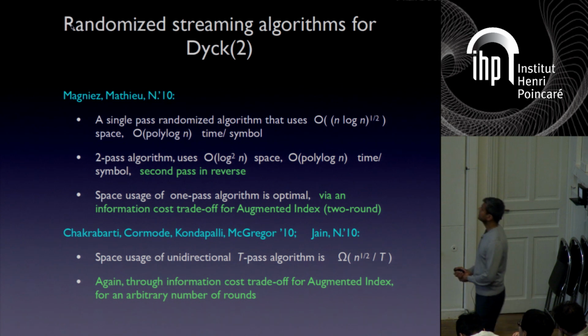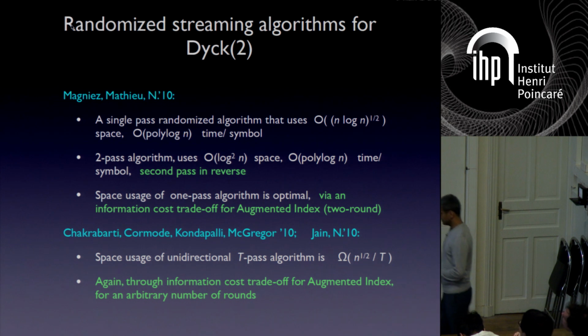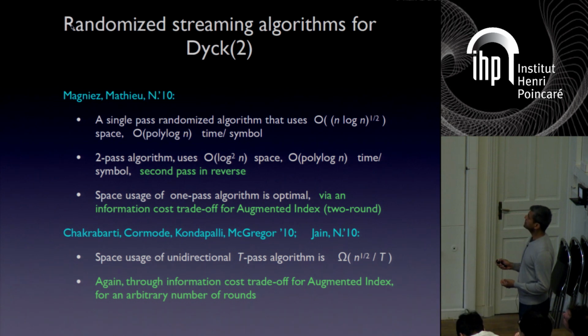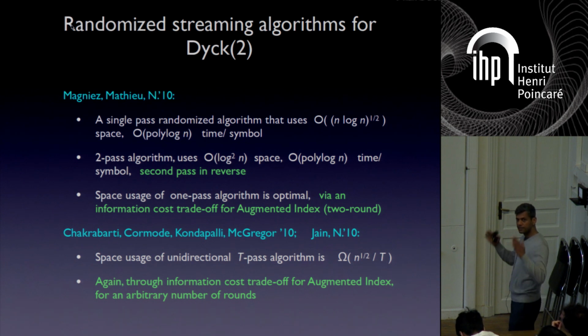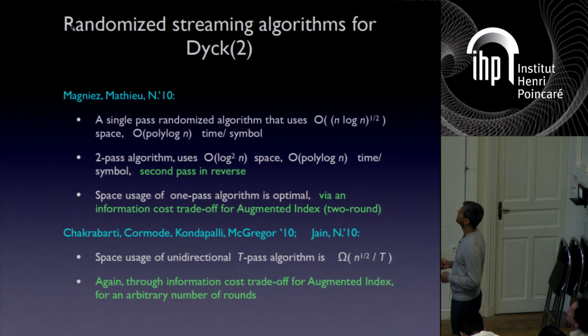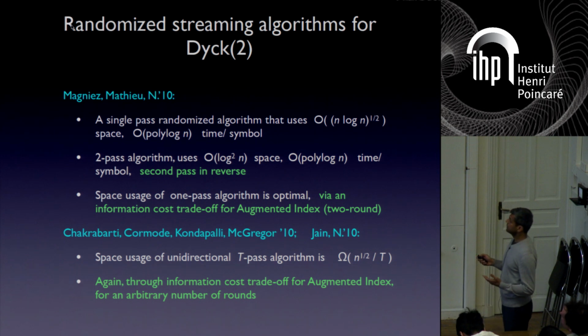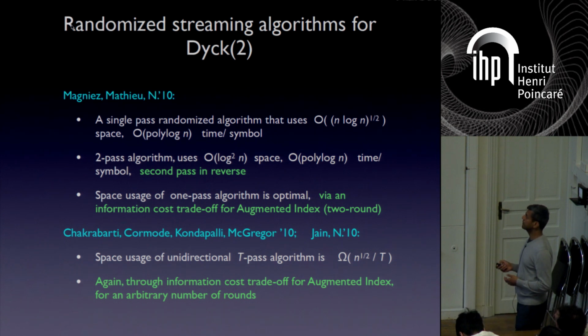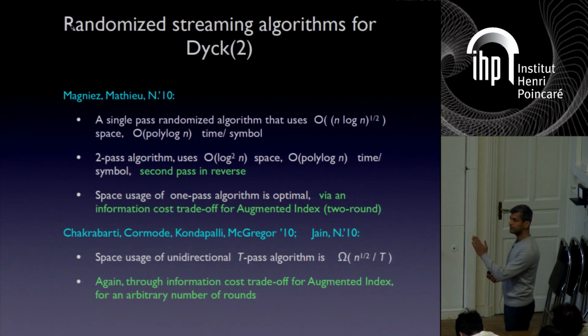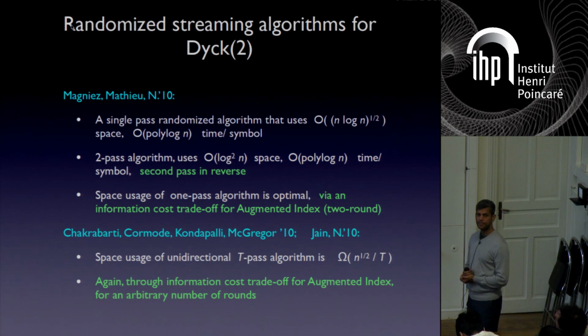So in 2010, we discovered that we could test whether a given expression is well-formed or not with sublinear memory, in particular square root n memory for length n expressions. And we could do it really fast. We could do it with polylog n time per symbol with just one scan of the input left to right.